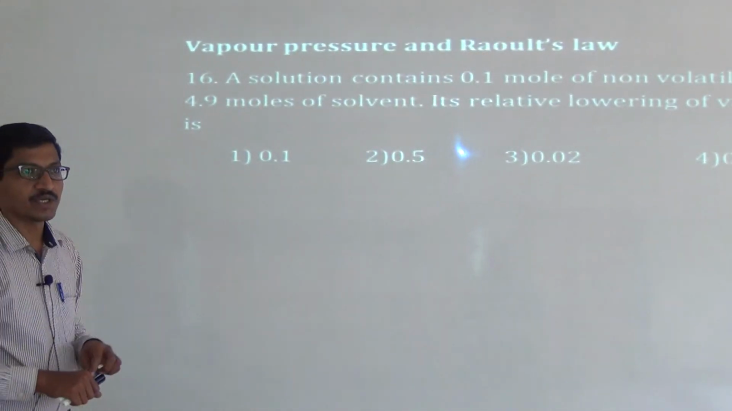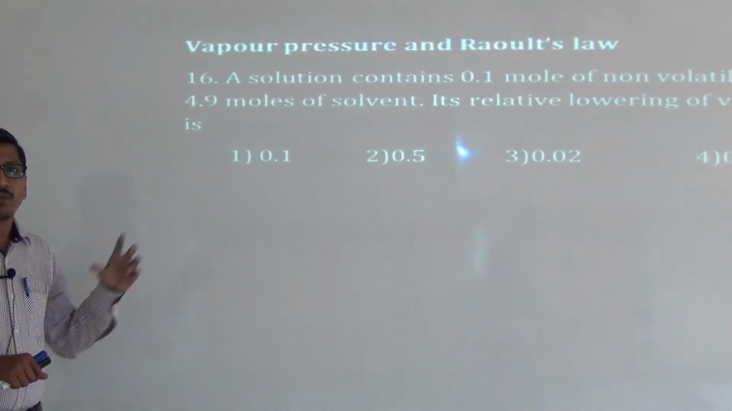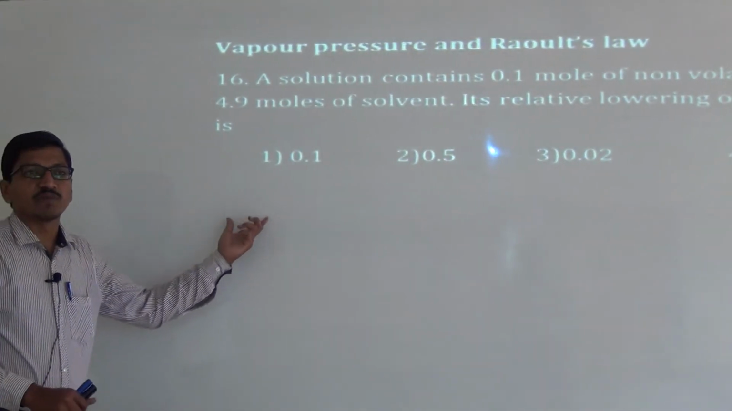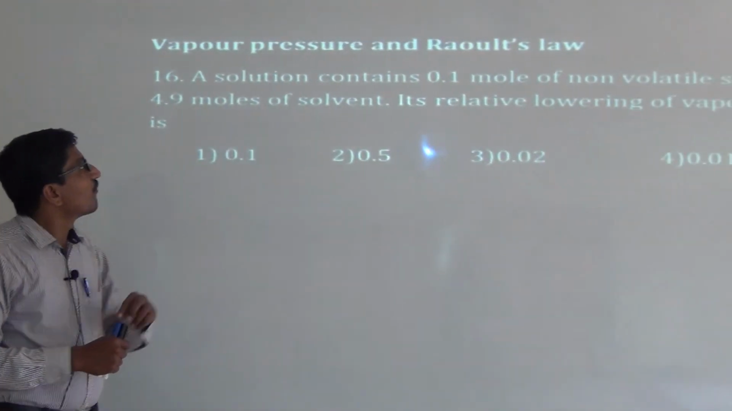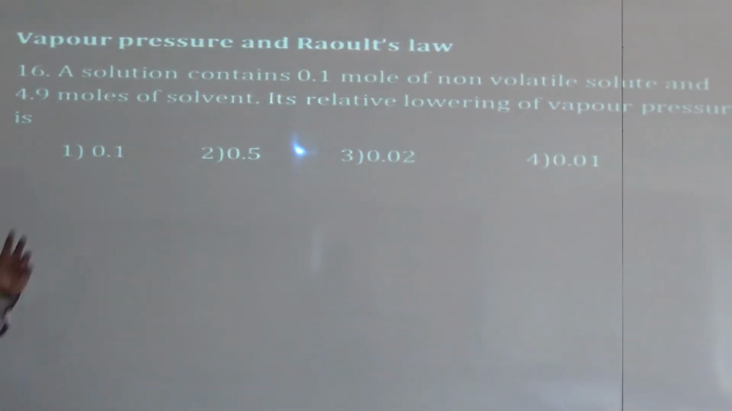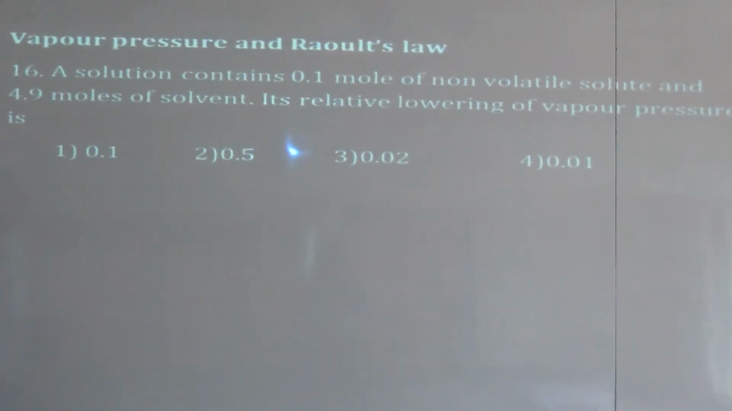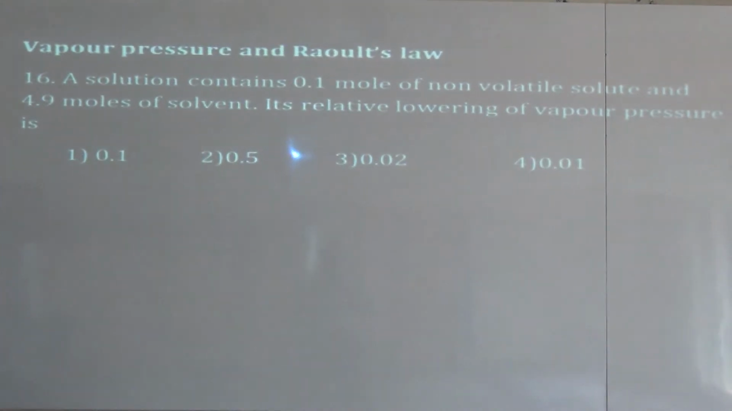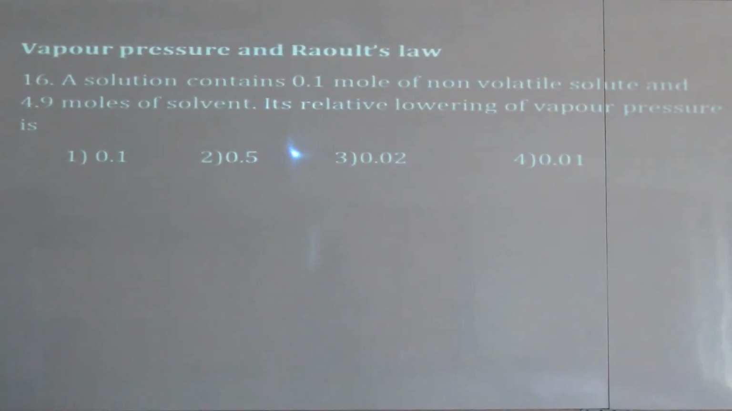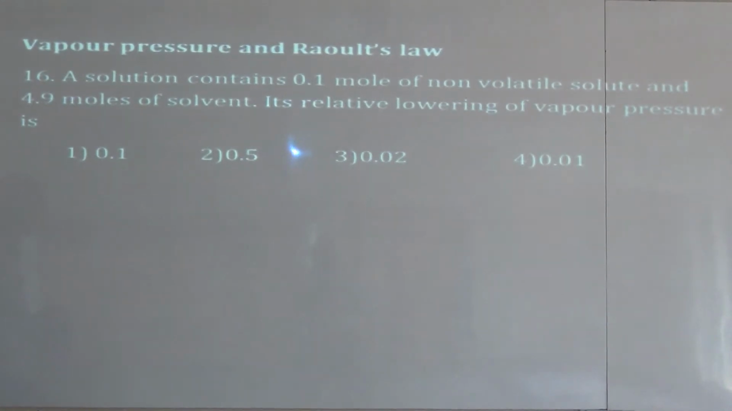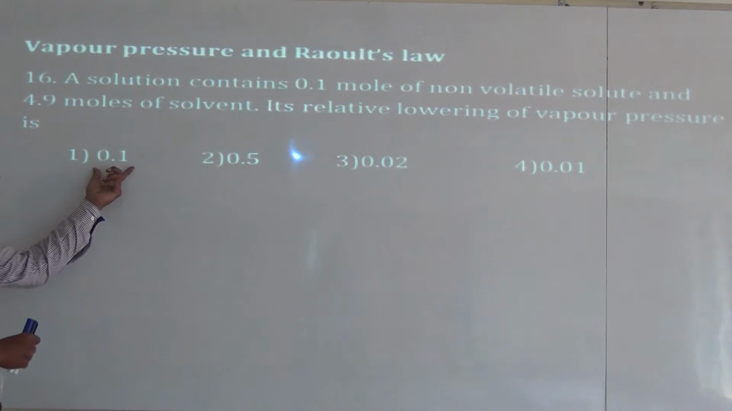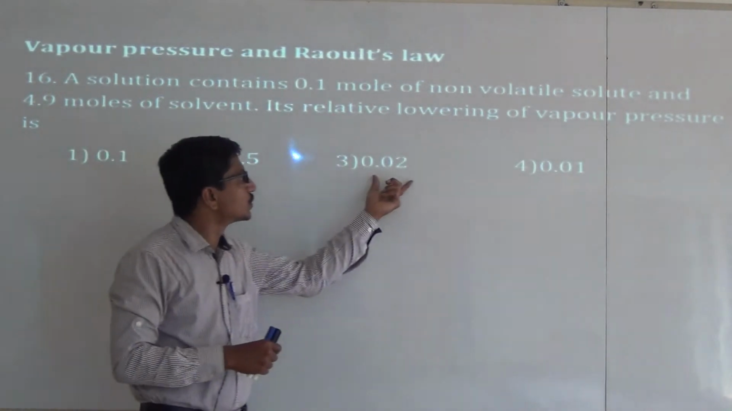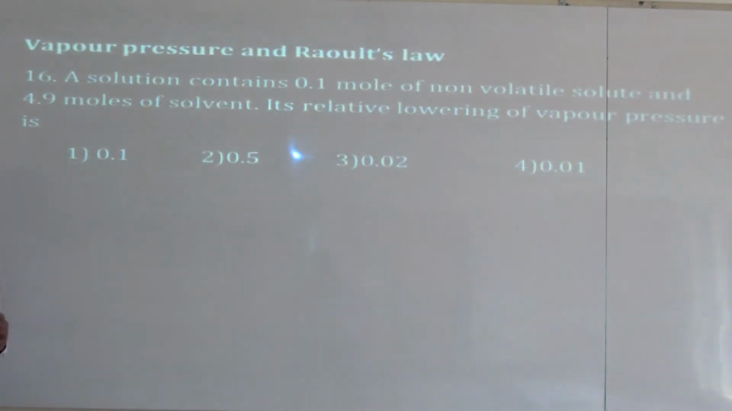Good morning, students. The multiple choice questions, solutions of multiple choice questions of solution. Next questions are based on vapor pressure and Raoult's law. The 16th question is, a solution contains 0.1 mole of non-volatile solute and 4.9 moles of solvent. Its relative lowering of vapor pressure is, the options are 0.1, 0.5, 0.02, 0.01.